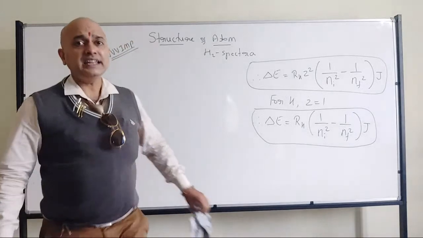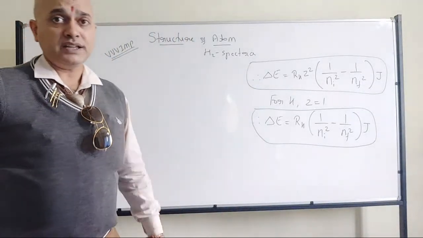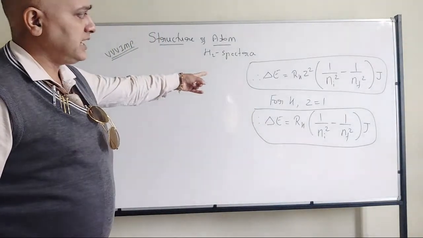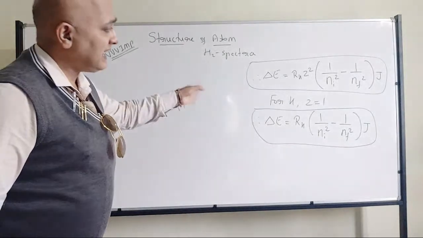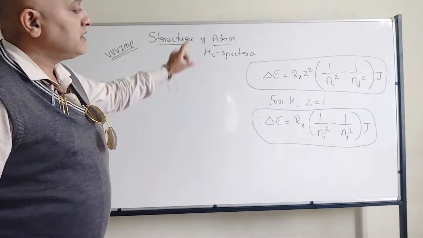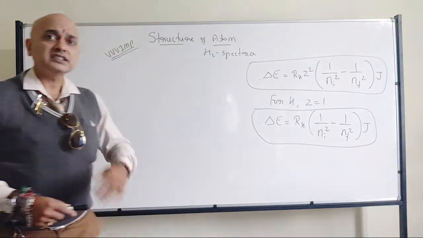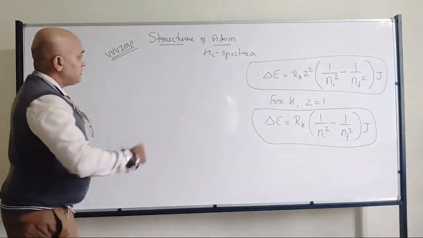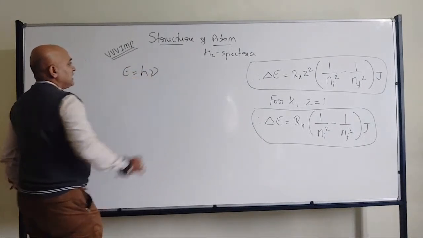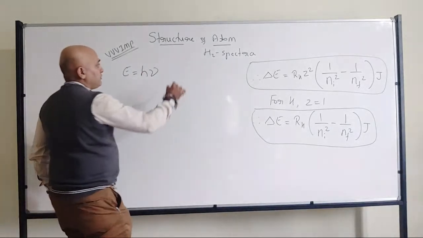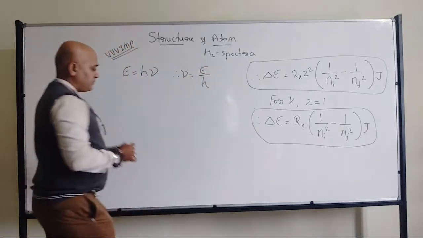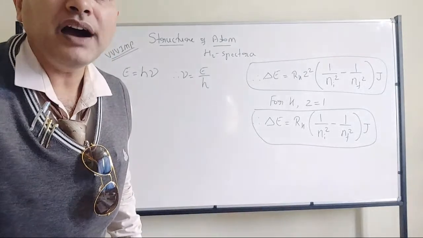Difference in the energy. Now, if I want to express it in terms of frequency, I have written in terms of energy. Anyway, in your board exam, you can write any one of these three equations. Any one you can write. But for competitive exams, they can ask problems on any of these equations. So in terms of frequency, I will use E is equal to h nu, therefore nu is equal to E by h.